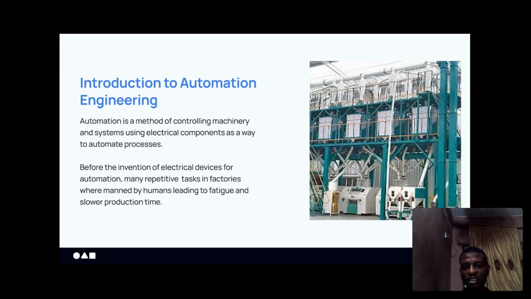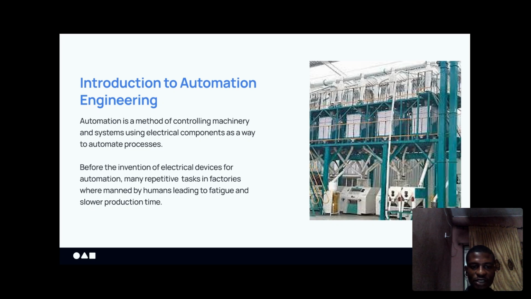Automation engineering is the use of methods for controlling machineries, particularly electrical components. So basically, rather than using manual processes, rather than lifting a plate from this point to the other point using your hand or using manual labor, you are using a series of components, electrical components, to carry out that particular task.